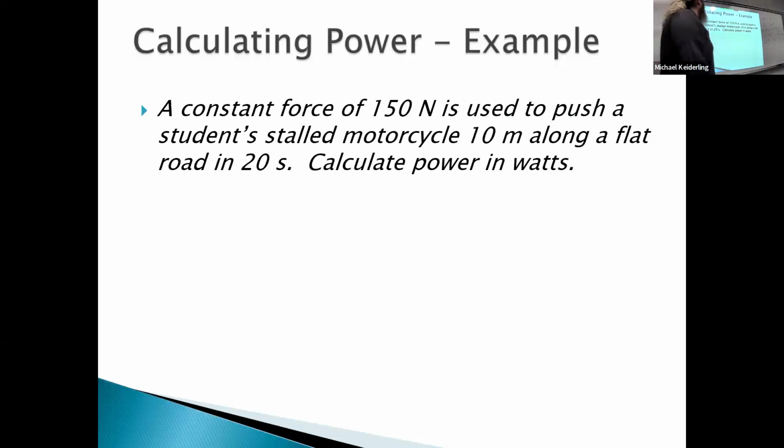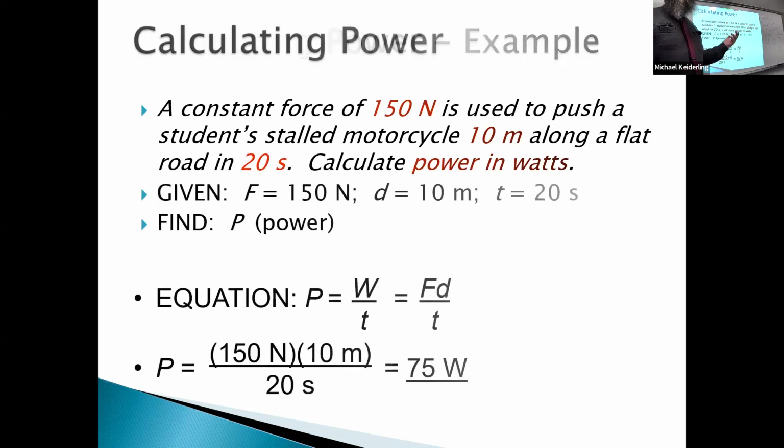So here's an example of calculating power. A constant force of 150 newtons is used to push a student's stalled motorcycle a distance of 10 meters along a flat road in a time of 20 seconds. So here, for power, we can find work by doing force times distance, and then find power by dividing that by time.